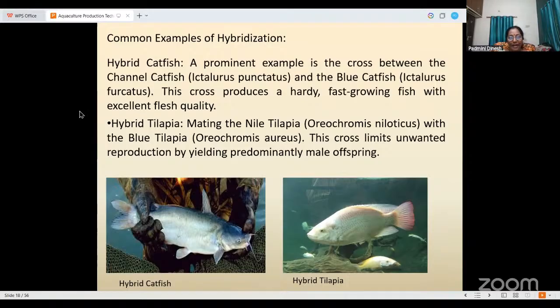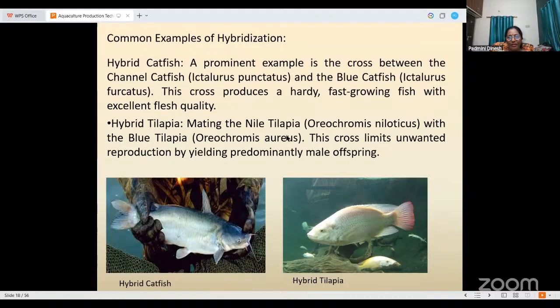Then the next one is hybrid tilapia. Tilapia, you must have seen even in our college. You had this specimen also. How do you differentiate tilapia? The dorsal fin and the ventral fin are ribbon-like structures. The fish resembles bow-shaped ribbons, right? So that is a tilapia over here.